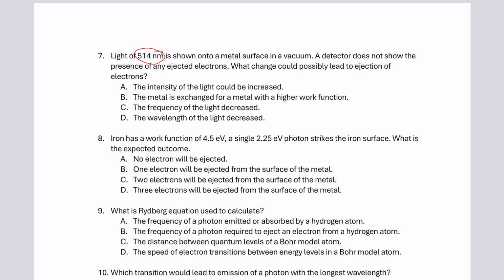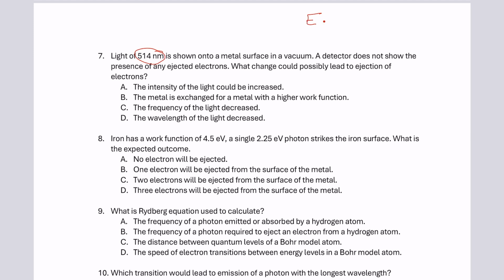Ultimately, for an electron to be ejected, the photon's energy needs to be greater than the work function of the metal. At this wavelength, the energy of the photon does not exceed the metal's work function. What change could we make that would lead to the ejection of electrons?